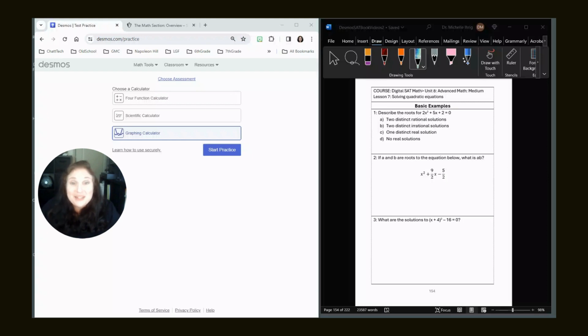All right, well, if you're watching the Unit 8 playlist in order, guess what? We're back to the Desmos calculator. I left Lesson 6 on purpose without the calculator just because it's much faster if you don't use Desmos, but now it's a lot faster if you do.